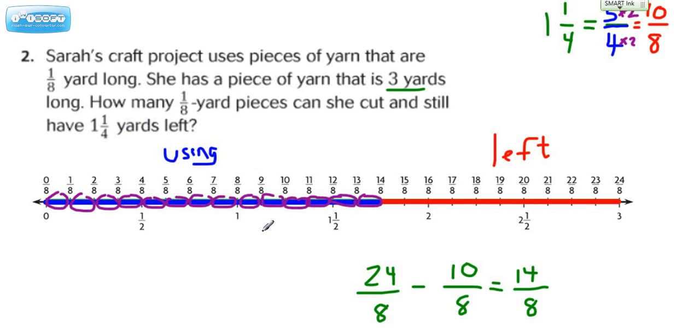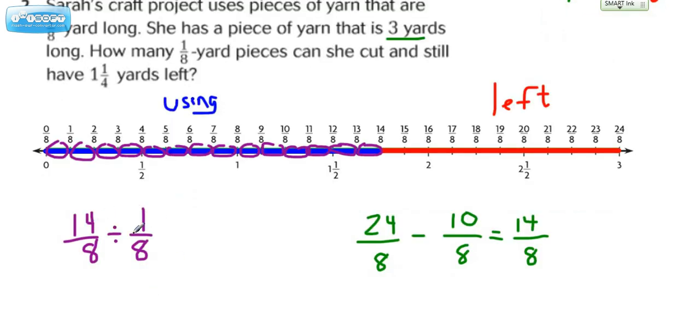Now, how would we do the algorithm for that? Well, we're going to take this amount, which recall was 14/8, and we're breaking that up into equal groups of 1/8. So that means 14/8 divided by 1/8. When you have a common denominator, all you need to do is just divide your numerators and you have the answer, which we already know to be 14. We counted and got 14.